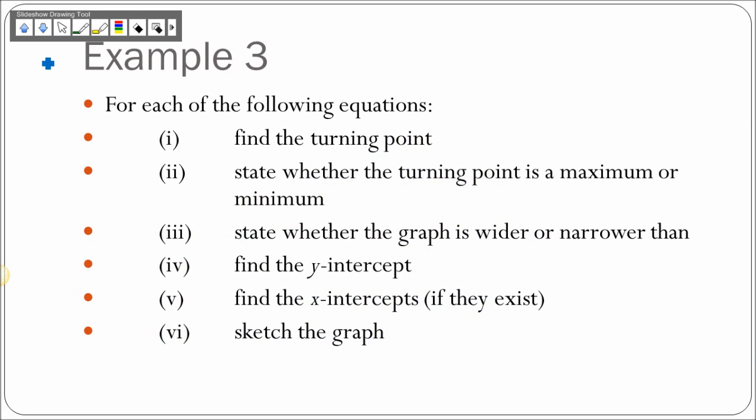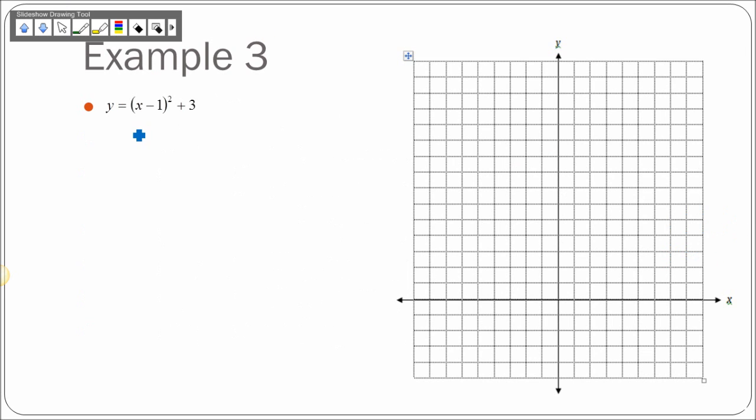Example number 3, we need to do a few things here, so we'll refer back to this slide. For each of the following equations, we need to, first of all, find the turning point, state whether it's a maximum or minimum, state whether the graph is wider or narrower than the x squared graph, and find the y-intercept, the x-intercept if that exists, and then finally we're going to sketch that. So this is the y equals x squared. That's been chopped off for some reason. Okay, so let's have a look at our equation and see exactly what's written.